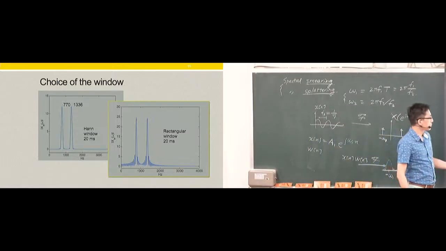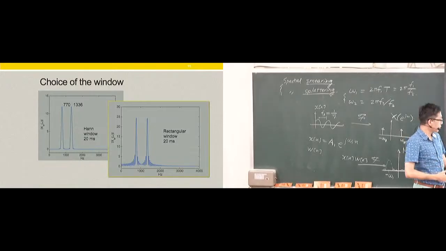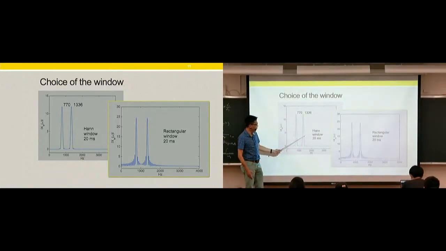So anyway, the choice is up to you, right? If you want to ensure that there's no splattering, then choose high. But if you just want to maximize the resolution, or to make the main lobe most narrow, then you use the rectangular window. Okay, so that's kind of the guideline for choosing the window.